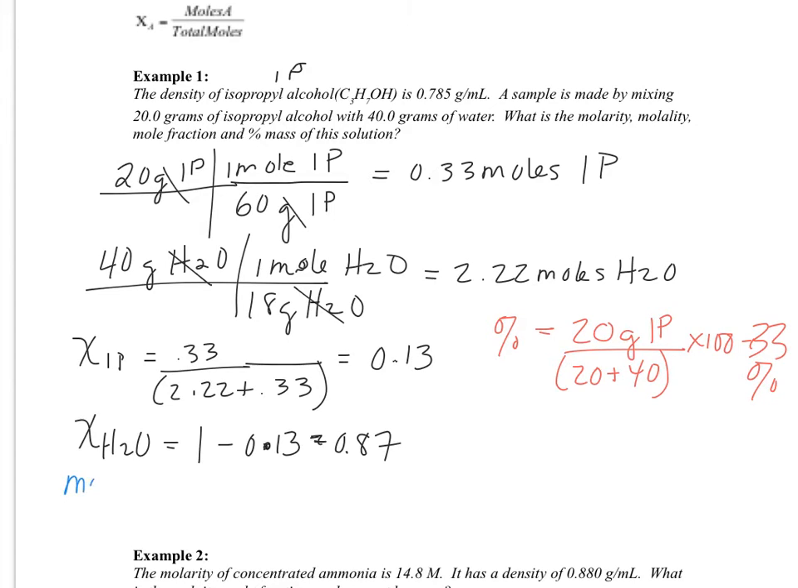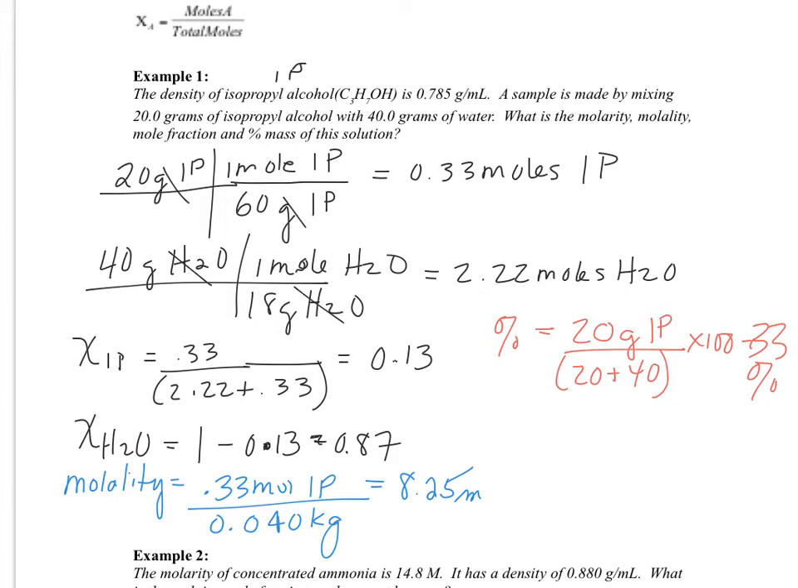So molality is equal to moles. We have 0.33 moles of IP over kilograms of solvent. The water is the solvent, and 40 grams, if we divide by 1,000, is 0.040 kilograms. So that's going to give me 8.25 molal, which is a small m. Okay. And then molarity is equal to moles over liters.